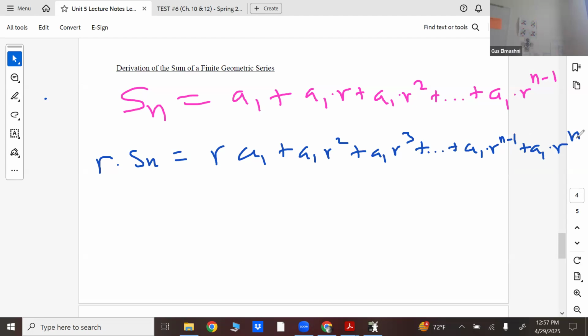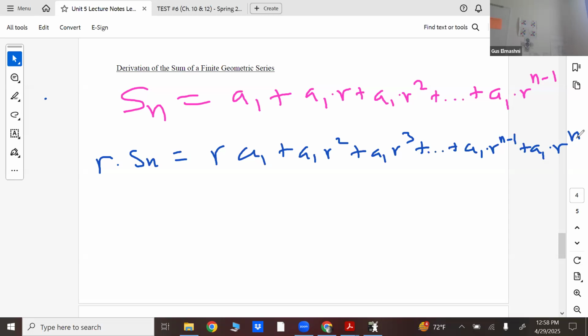Now let's take a look at the pink. What if I multiply each side of the pink by R? So this gets multiplied by R, therefore this gets multiplied by R. So this becomes RA1. This becomes A1R squared. This becomes A1R cubed, dot, dot, dot.